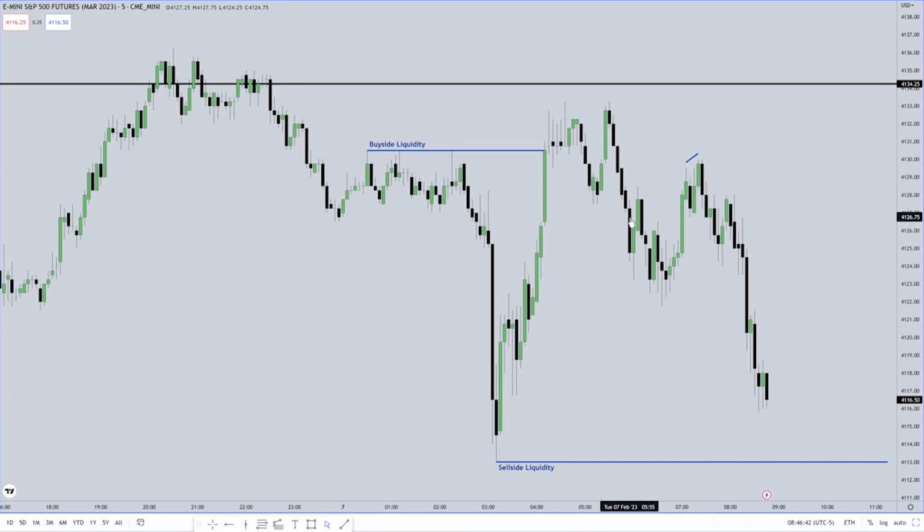Now, once you have that price leg identified, you want to go through all your time frames. 5, 4, 3, 2, 1. Right now I'm showing you on a 5-minute chart. So we have this price leg from high to low.